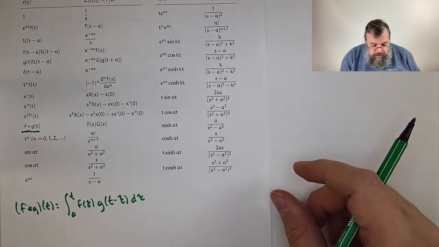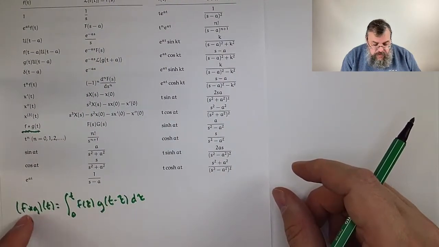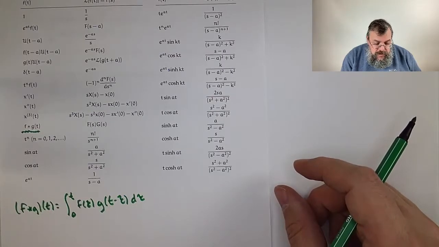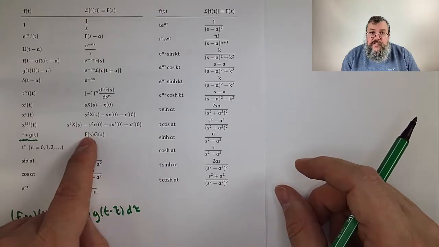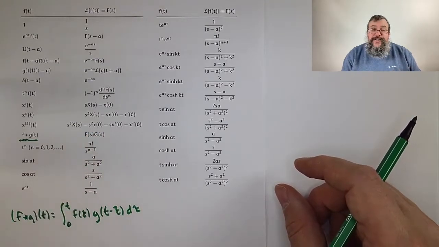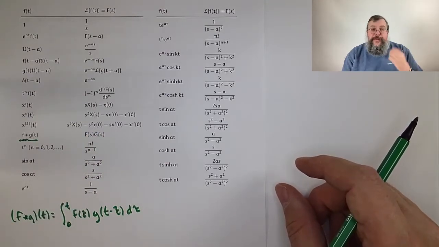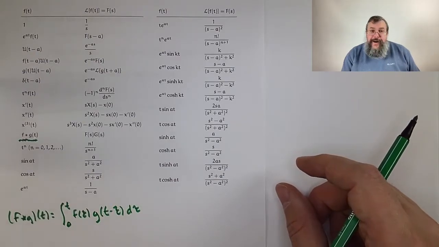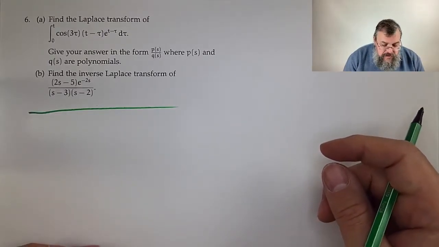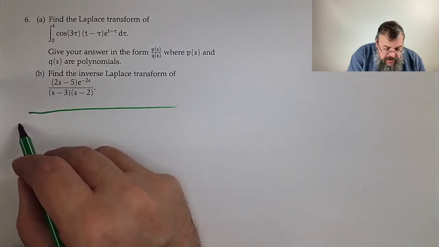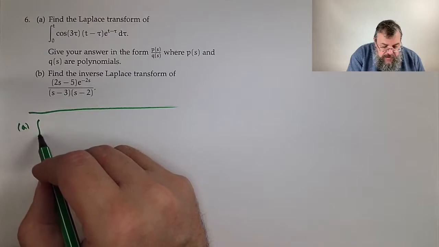And so what do we need? Well, we need to know what is our f, what's our g. And once we know that, we say, oh, then you individually take the Laplace transforms of those. And once you've done that, you multiply the answers. All right, so away we go.